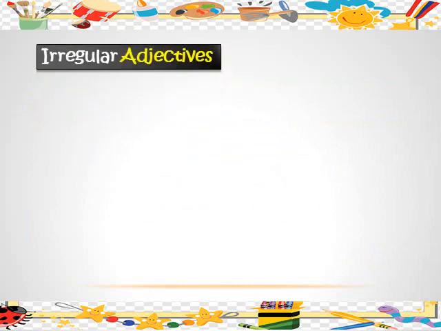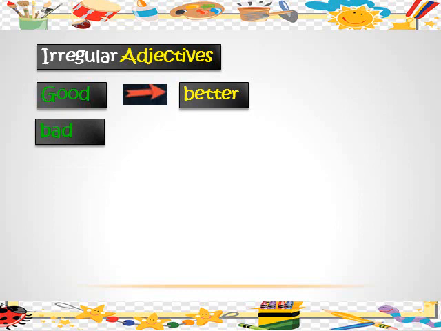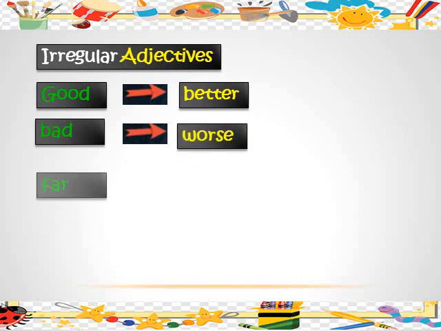Here we have something different. We call these adjectives irregular adjectives. Do you know why? Because we can't add ER to the end of the adjective. Like these adjectives, we have to change the whole word. Good, it is an adjective. I can't say gooder, I have to say better. I have another adjective, it is bad. I can't say badder, I have to change the whole word to become worse.